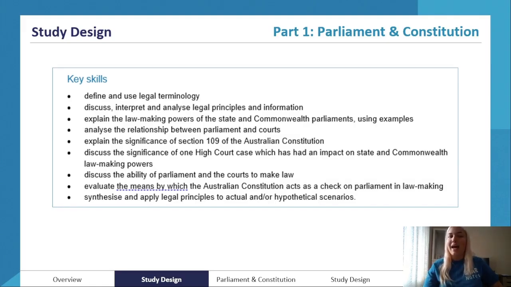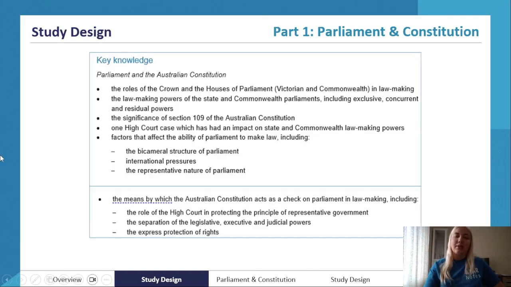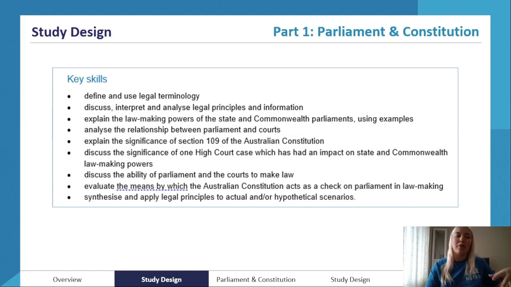So we'll be looking at a lot of these today, so you'll really be able to take your pick, and discuss the ability of Parliament and the courts to make law. Evaluate the means by which the Australian Constitution acts as a check on Parliament and lawmaking, and we said there are three specific dot points under there that you'll need to know. And then, of course, that use of stimulus material is mentioned here. So if you can really see how clearly the study design lays everything out for you guys, you really should be using it to study and check yourself that you know everything when doing each area of study.